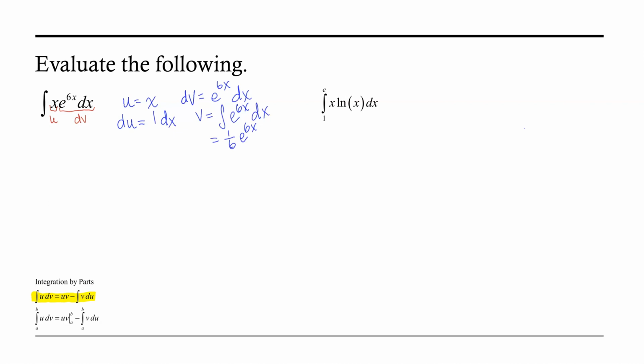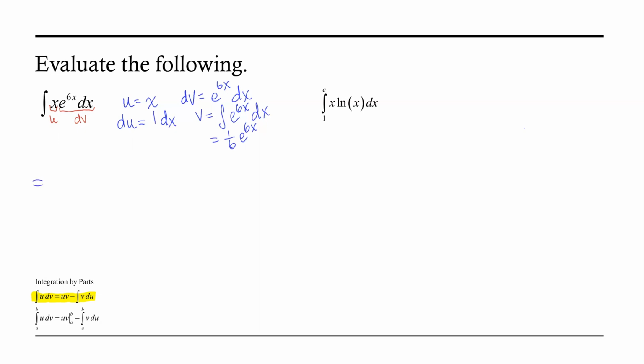I always check myself when I do integrals like this, asking myself, what is the derivative of 1/6 e to the 6x? Does that end up giving me that original e to the 6x? And it does. So there we go. Now we put the pieces together and make the determination, was this a good selection?